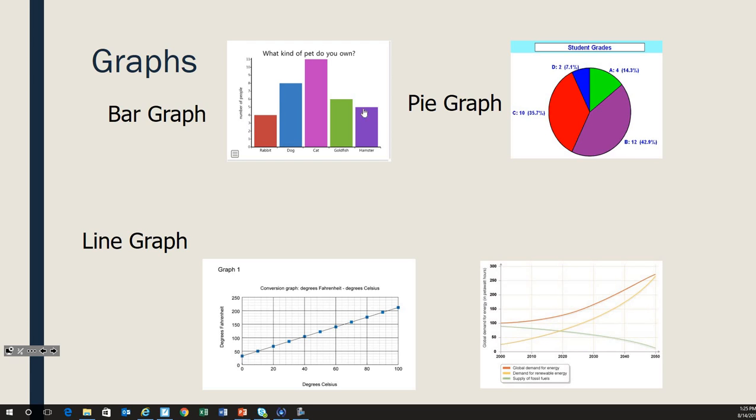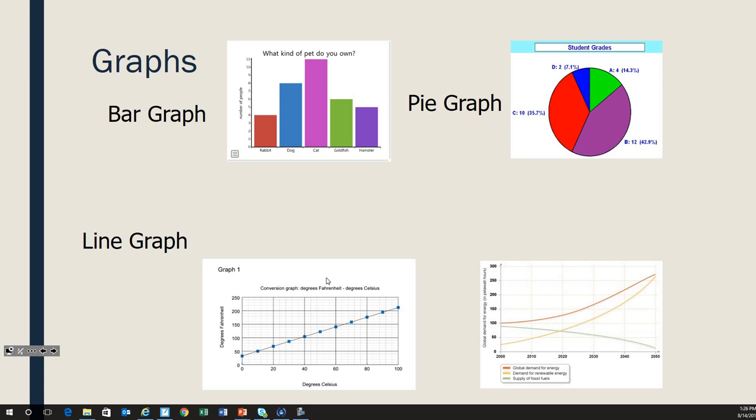But it's really easy to see in a bar graph which one most of the people own as far as a cat versus a dog or goldfish or hamster or rabbit. This is of student grades. It's very easy to see. A lot of them get B's and C's, a few A's and a few D's. It doesn't show the F's.